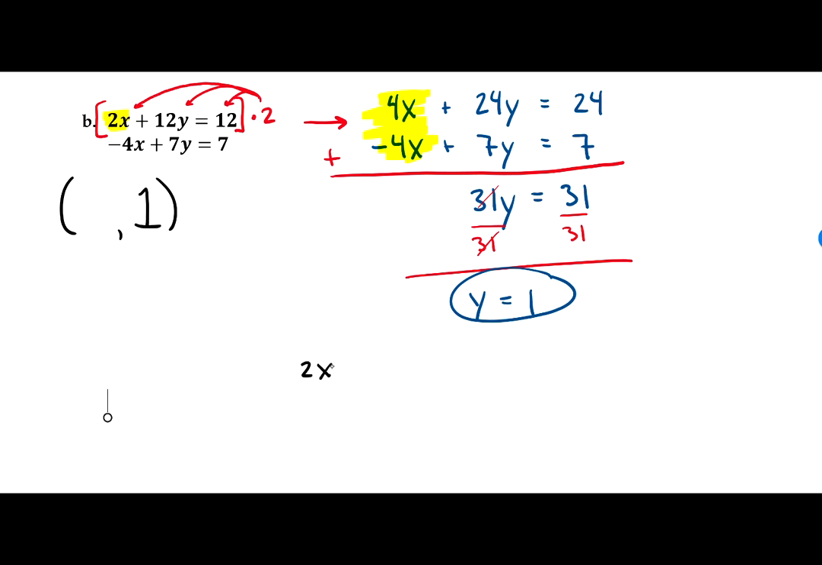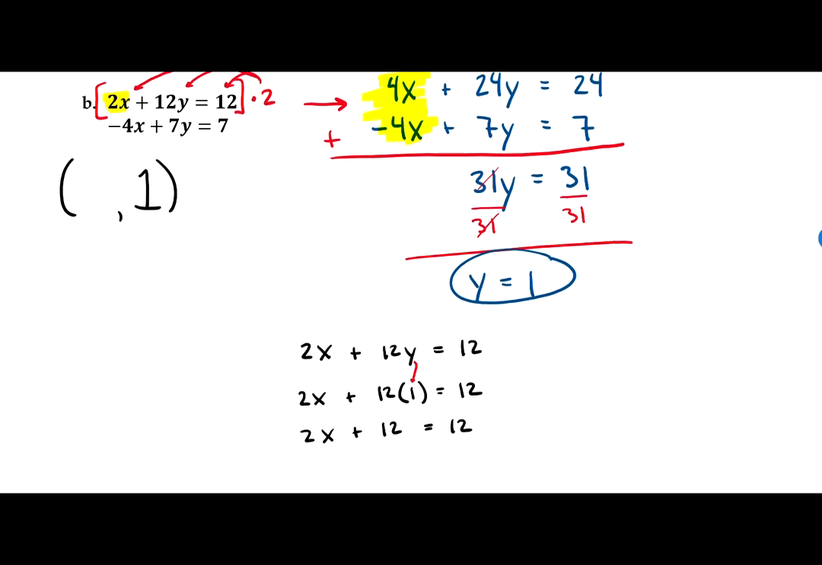If we know that 2x plus 12y is equal to 12, the original equation, we could replace y with the number 1. So 2x plus 12 times 1 is equal to 12. So plugging in 1 for y, we get 2x plus 12 is equal to 12. And we're solving for x.